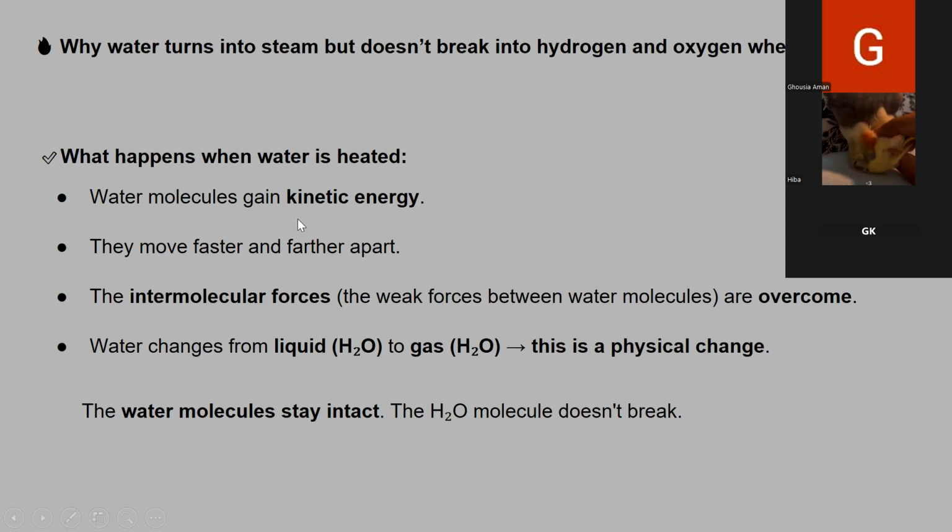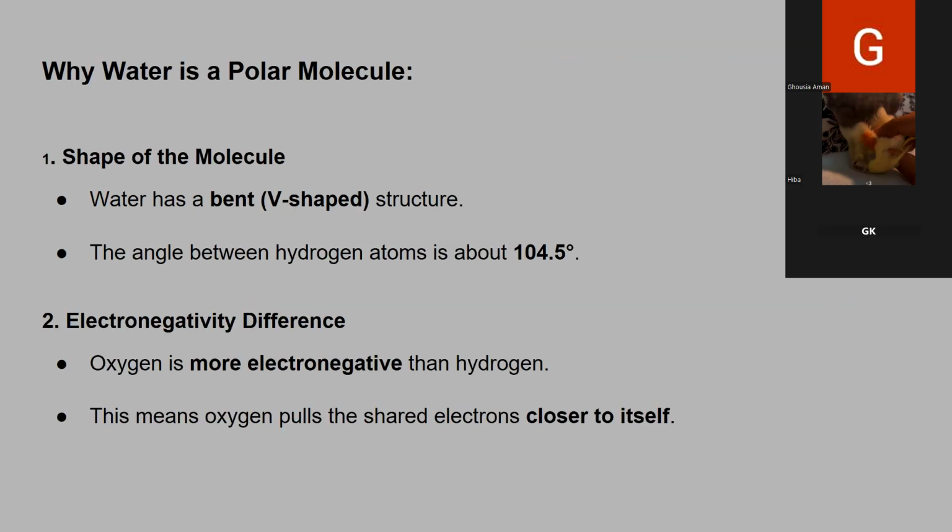The same concept is here: when you boil water, it turns into steam, but why does it not break up into hydrogen and oxygen? When you start heating water, the kinetic energy of the water molecules increases and they start moving faster. The intermolecular force of attraction between the water molecules breaks. They go apart and turn into steam, but the strong covalent bond between hydrogen and oxygen does not break. Got it, Hiba? Yep.